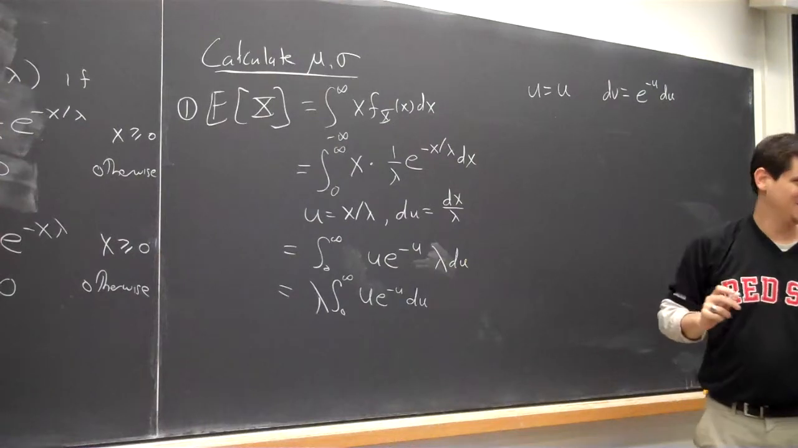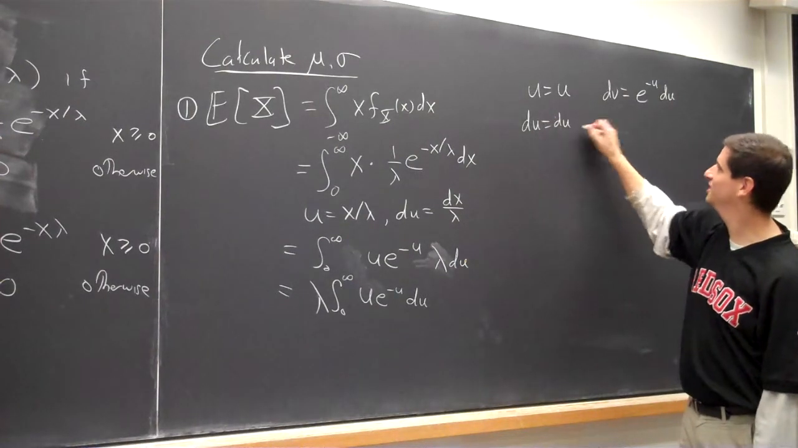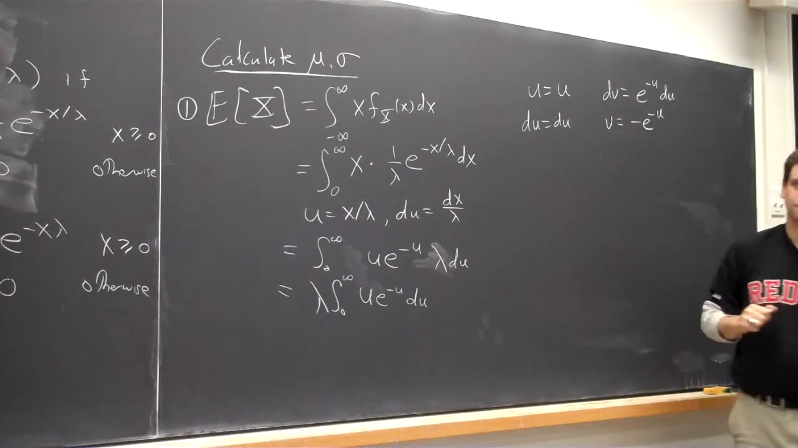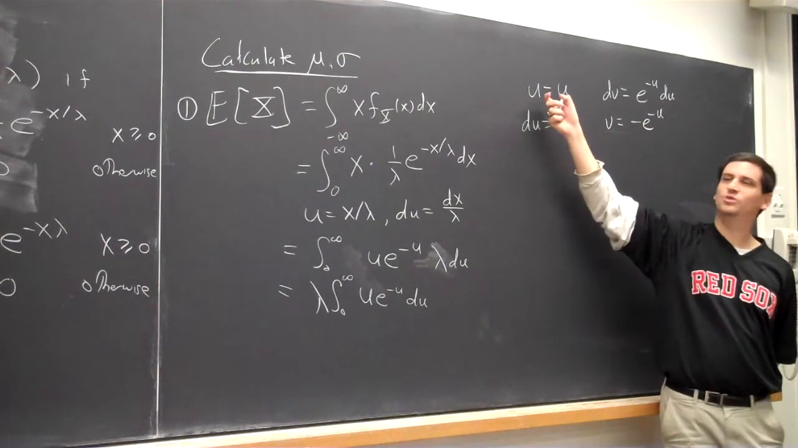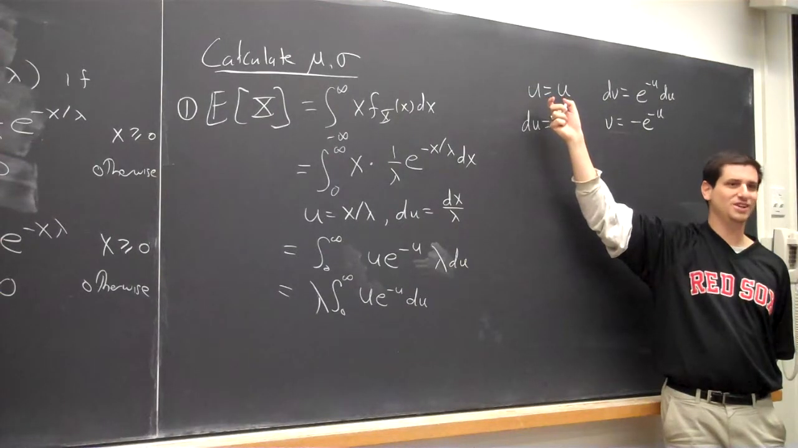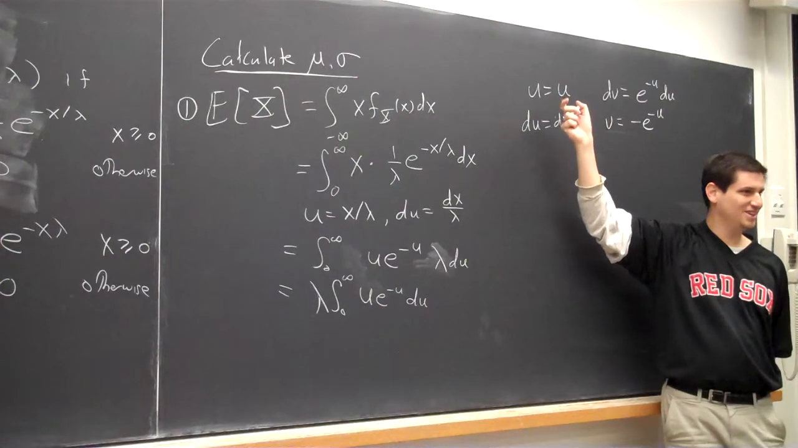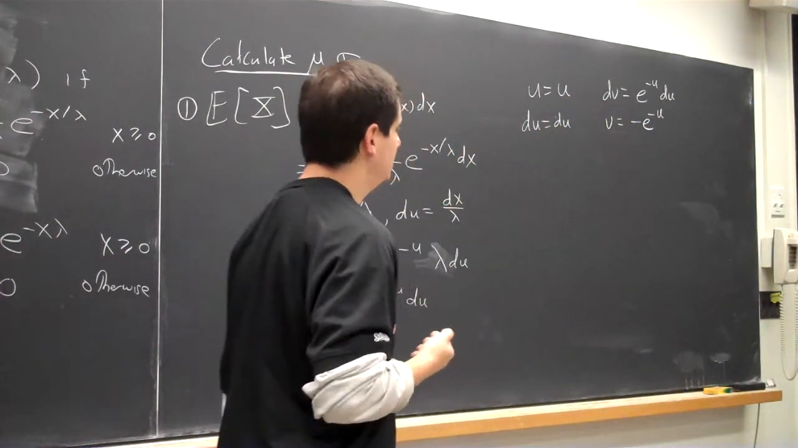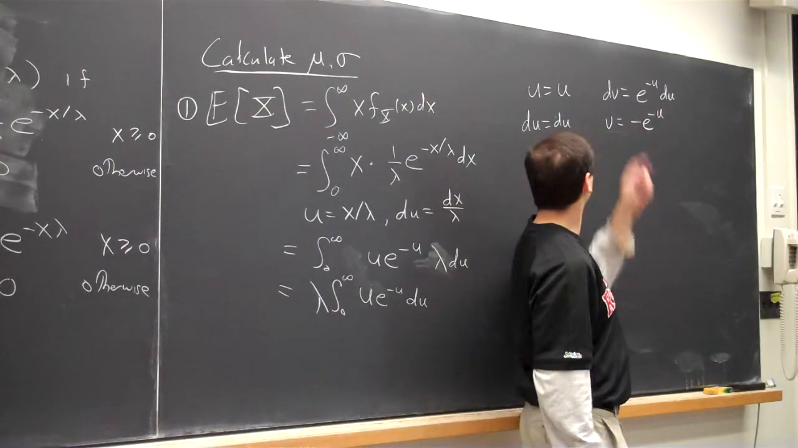This is a bit of abusive notation. I hope it's not so bad. du is du, and then v is negative e to the minus u. If you don't like this abusive notation, instead of using the letter u, what could we use? Mu, W, put a tilde over it, right? So if you're uncomfortable with this, by all means, do something else. It's probably not a bad idea because you've got u here, but of course u is just u.